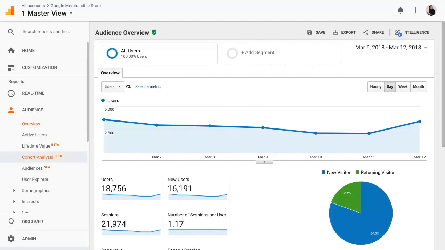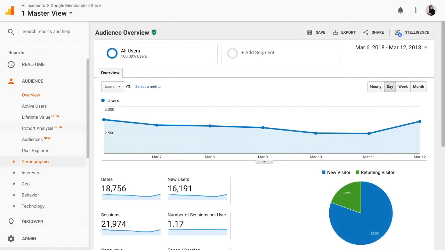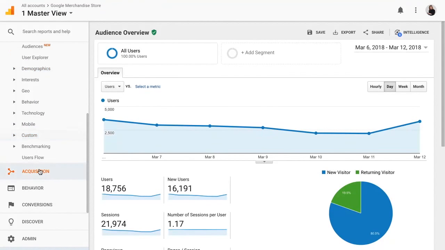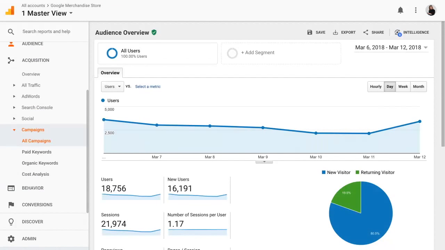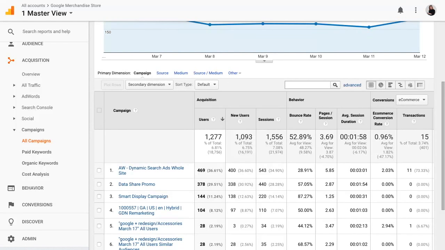Now, to see where these campaign results will be housed, follow over here to your left tab where you see audience, scroll down to acquisition, and then you're going to click campaigns, and then let's say all campaigns just for what we're doing now. And this is where, if we had a full Google Analytics account, you could be reporting out on the individual campaign.